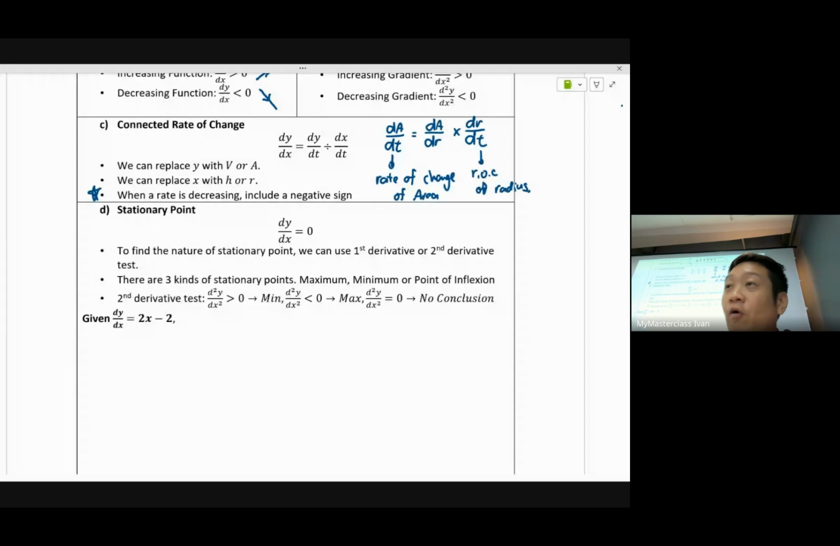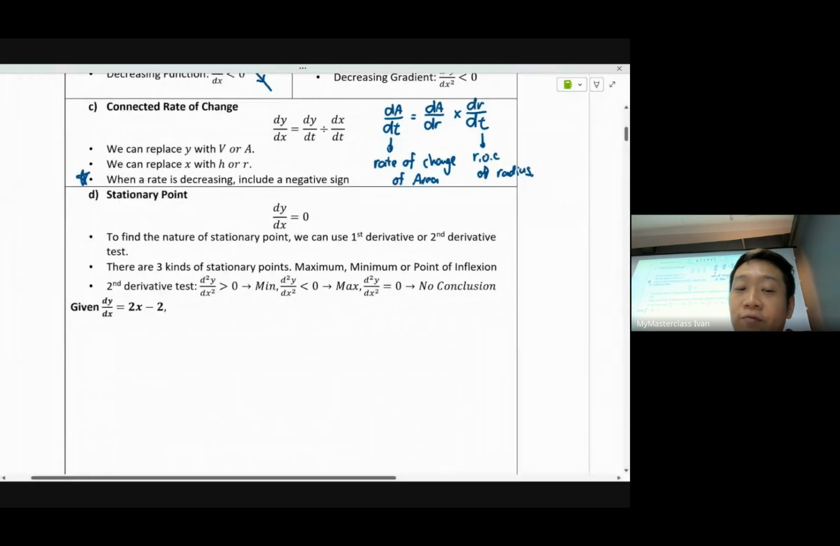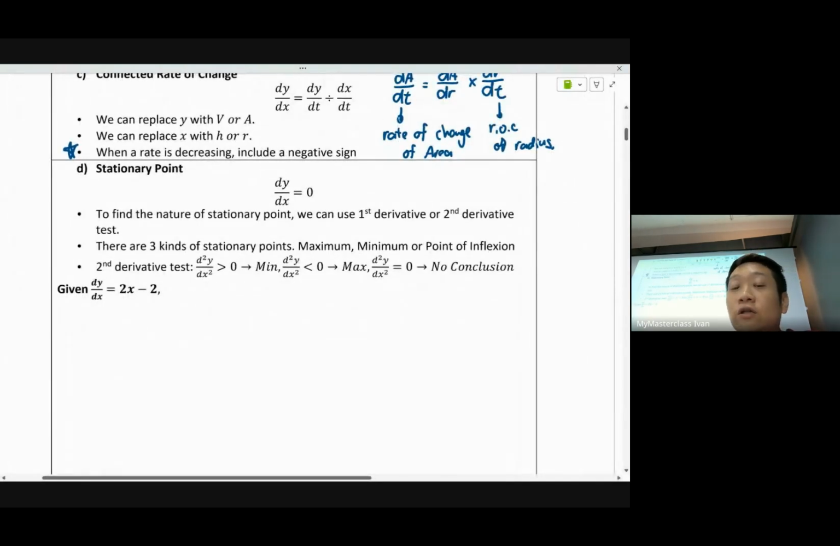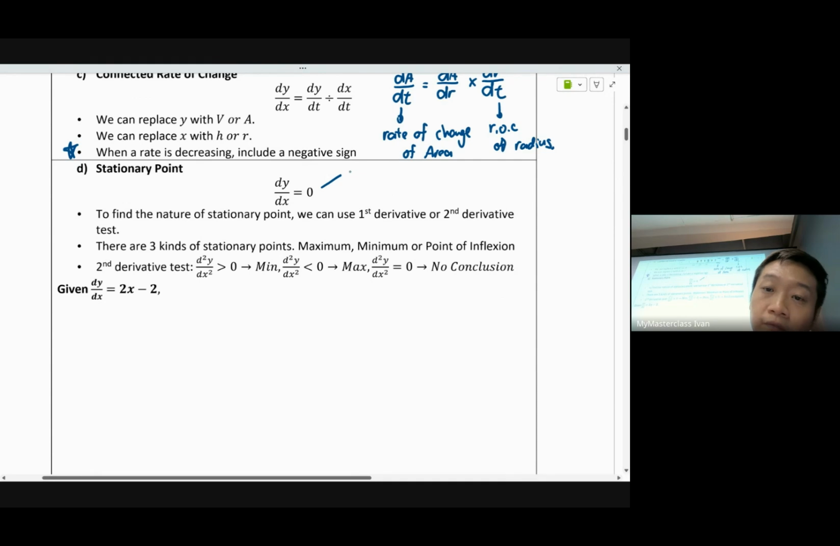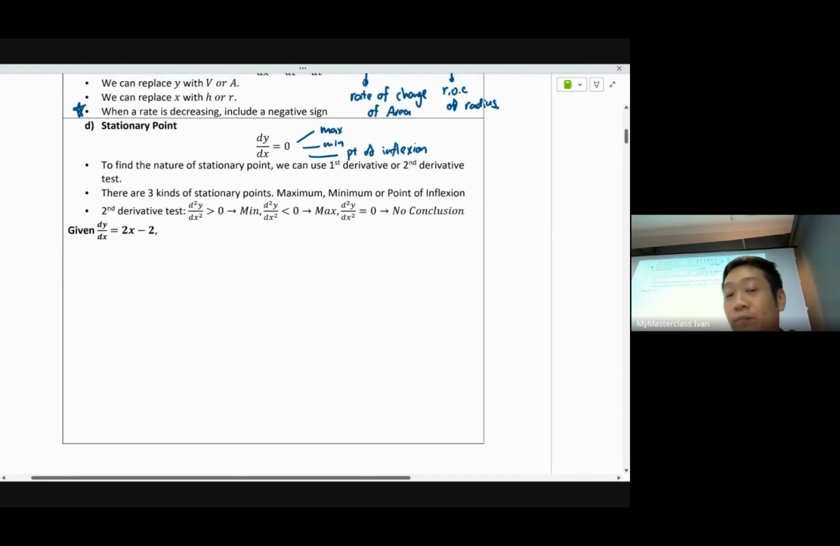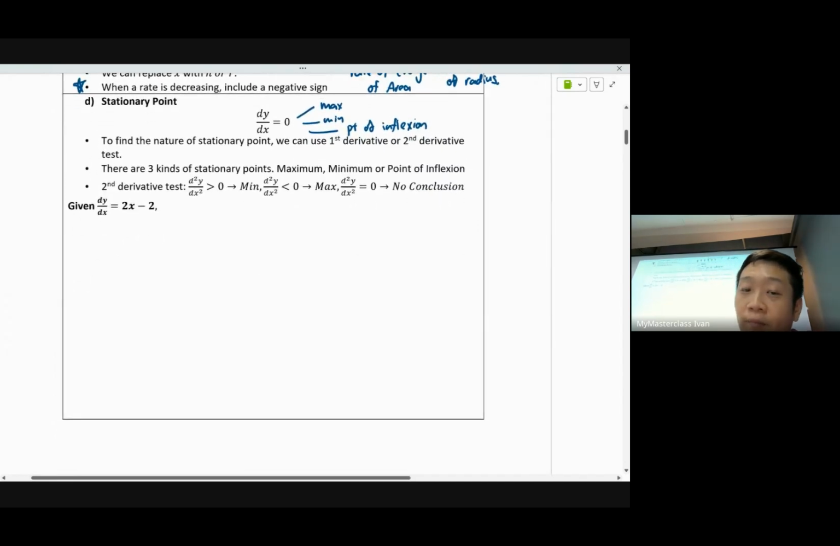Yeah, stationary point 100% come out. 100% means dy dx equals to 0. How many types of stationary point are there? 3. What are the 3, Josh? Maximum, minimum point, and then point of inflection. Yes, very good. Okay, later I will show you again what the point of inflection means. So I already say there are three stationary points: maximum, minimum, or point of inflection.